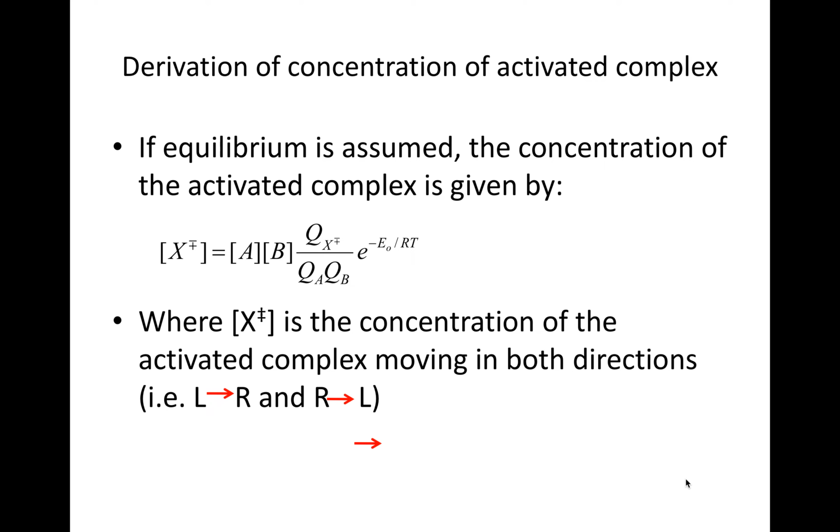where X double dagger is the concentration of the activated complex moving in both directions, i.e. left to right and right to left on the first equilibrium. So the concentration of that is actually 2 times the complex going left to right.